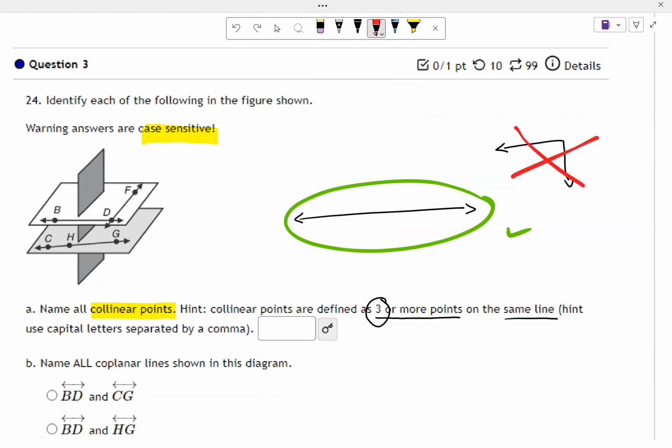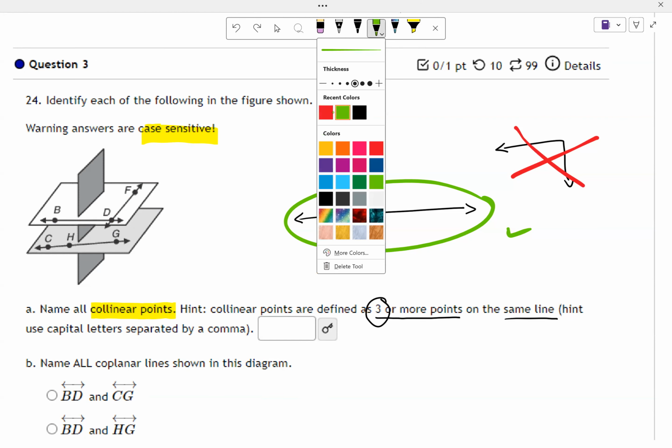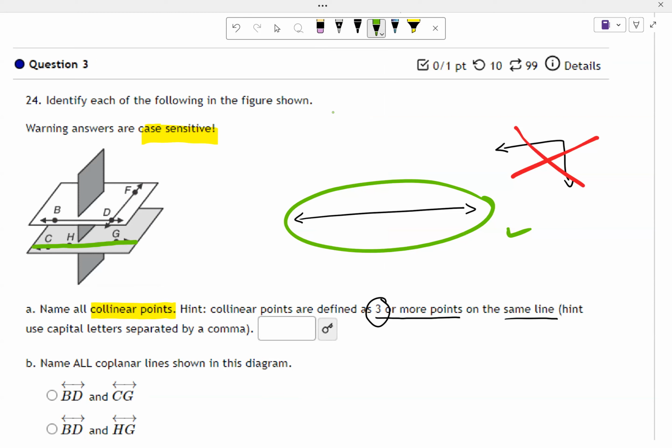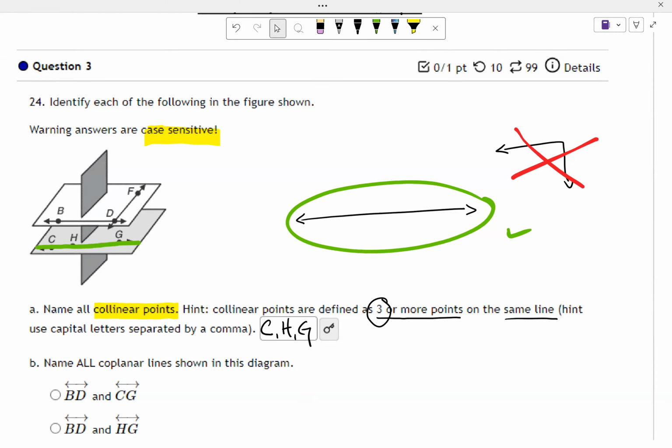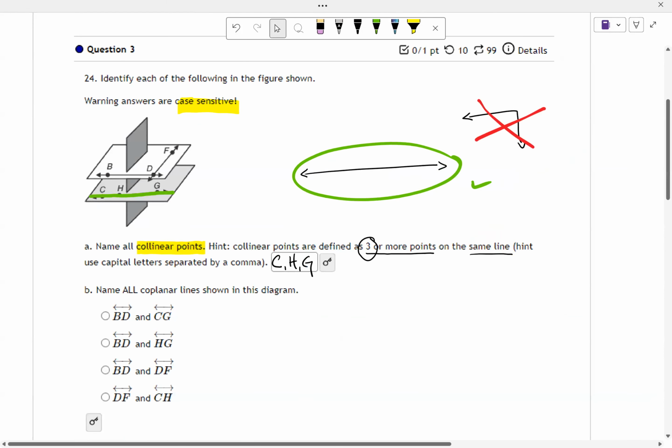But if I look down below, I see that I have C, H, and G, and those are 3 points that are on the same line. It doesn't matter which order we type them in, but we want to type capital C, comma, capital H, comma, capital G. Now, if you type in H and then C and then G, that's also fine. Or if you type G first and then H and then C, that's also fine. But if you type in lowercase letters here, you're not going to get the right answer. So we've got collinear points. That's three or more points that are on the same line.